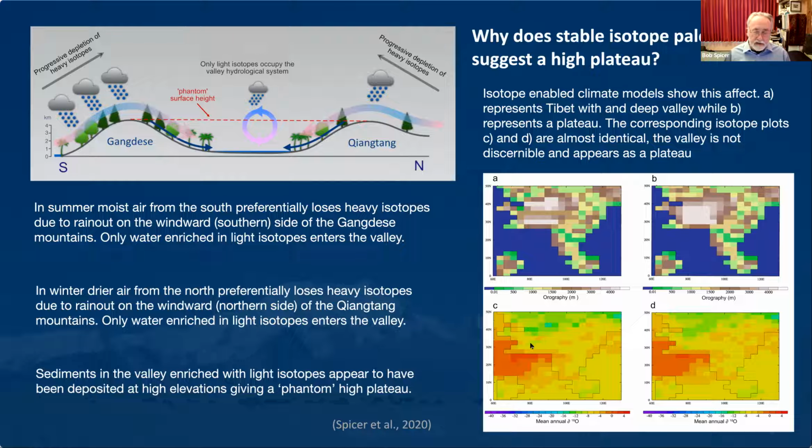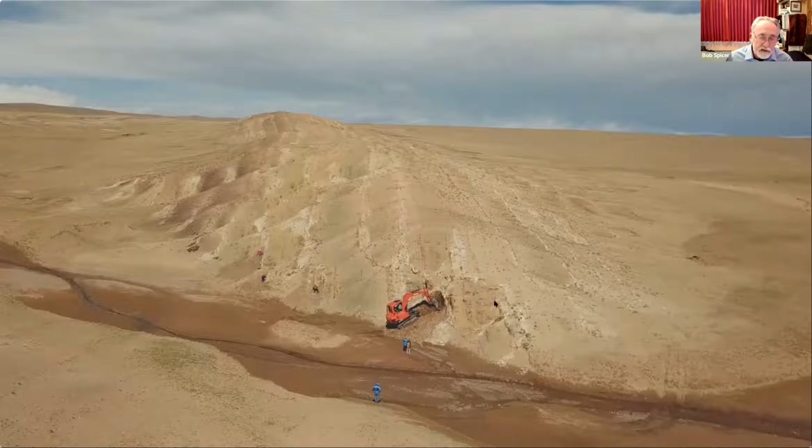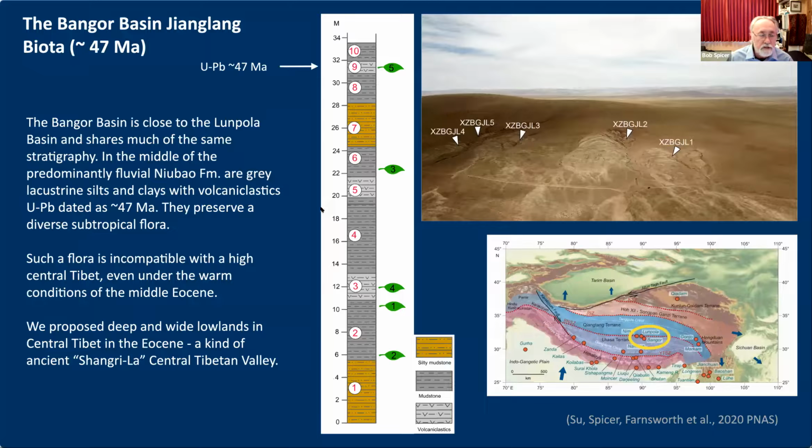So let's take a trip now to Tibet. This is what it looks like. And this is what some of the Eocene sediments look like, deformed now because India is progressively moving northwards and buckling everything up. This is a locality in the Lunpola Basin, full of fossils. First of all, we're going to look at the Bangor Basin, which is next to the Lunpola, down here along the Bangong-Nujiang Suture. This particular locality, known as the Jianglang locality, the Jianglang biota, comprises a number of different little quarries. Here's a car down here for scale.